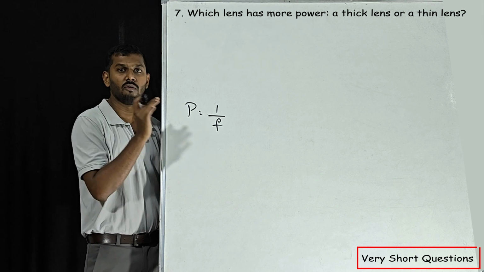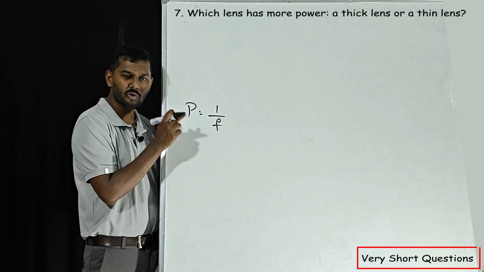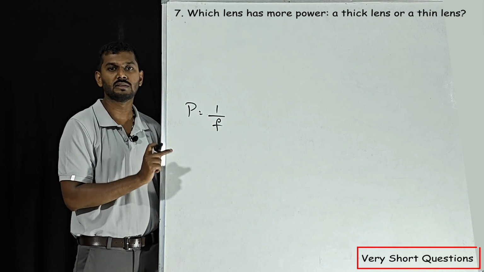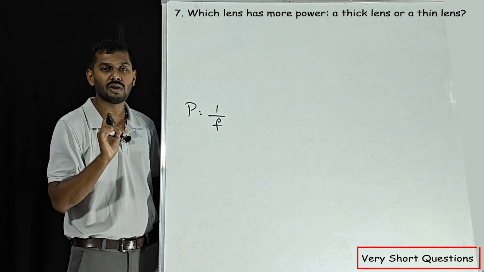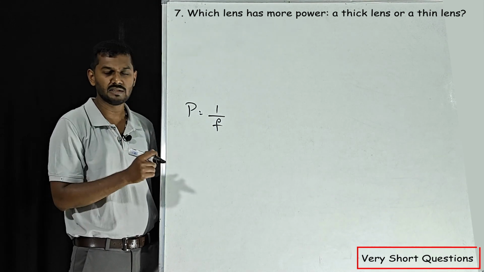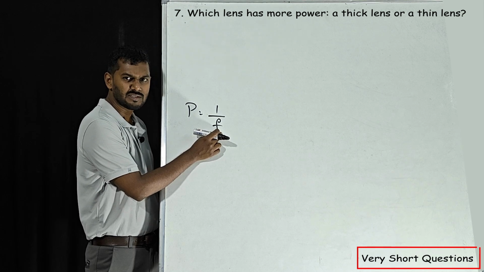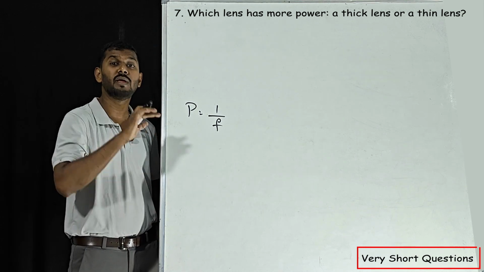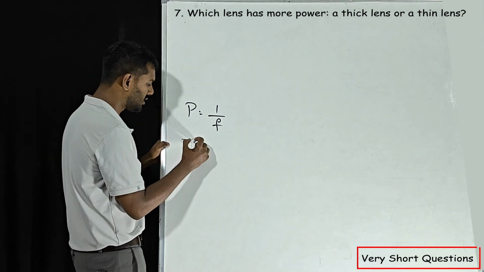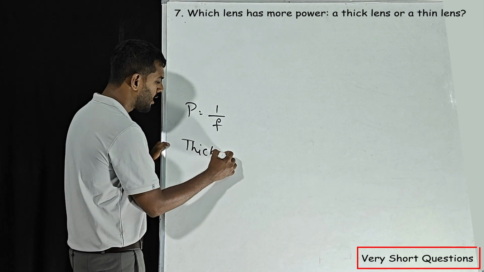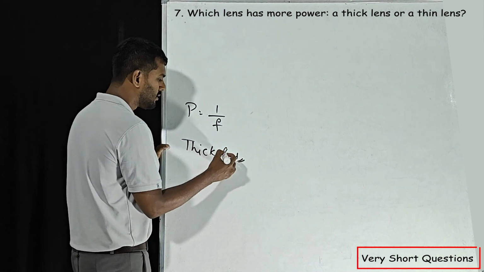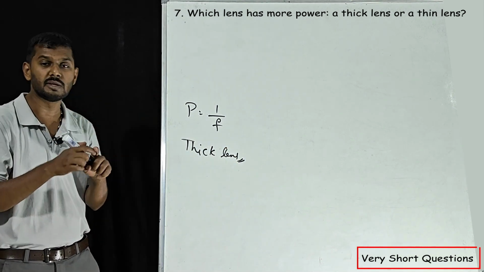For this question, we want what? More power. So it should have less focal length. Which lens has less focal length? That is thick lens. If we use the thick lens here, its focal length is less, then the power will be more. So answer for this question is thick lens. That's it. See, the concept is important.